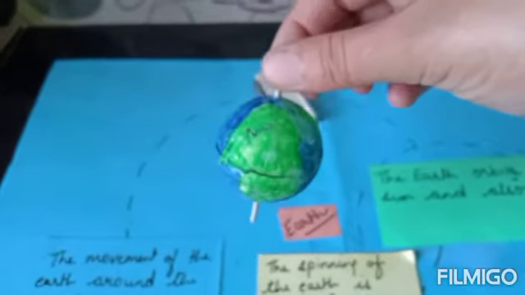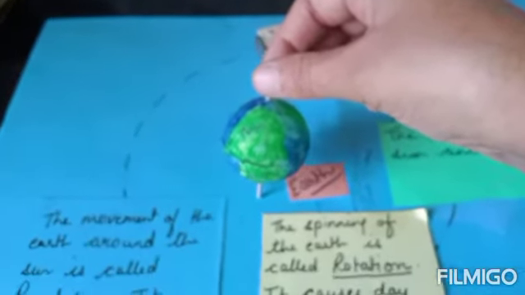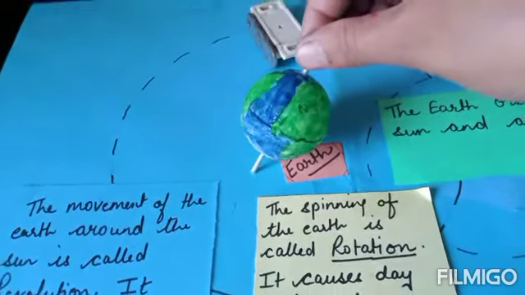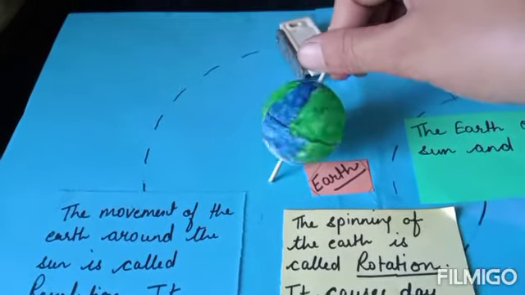And the earth is on a tilted axis, so the axis of the earth is tilted. It's not straight. It is tilted, so the earth moves like this. All right, children?